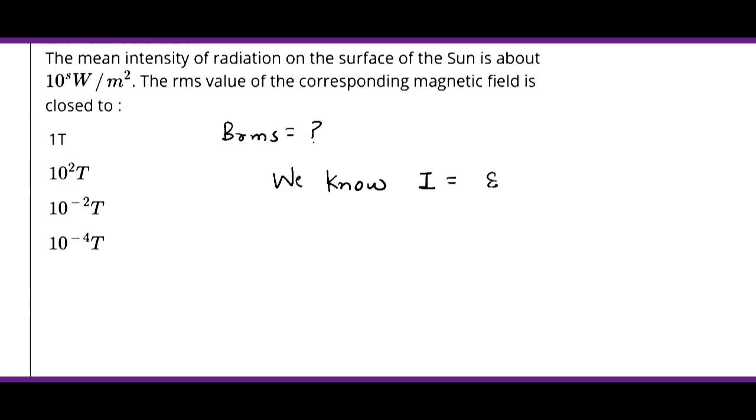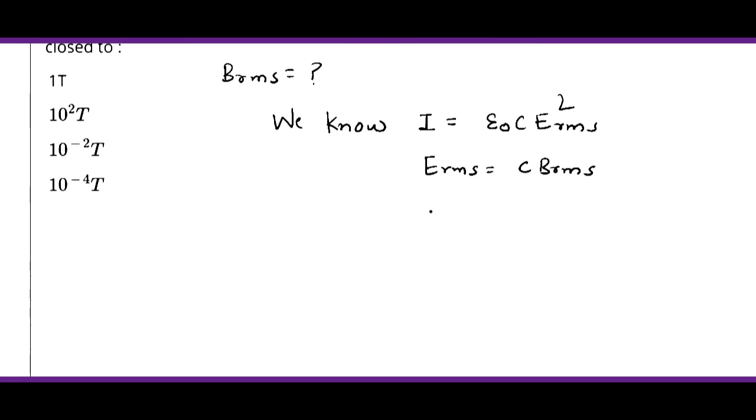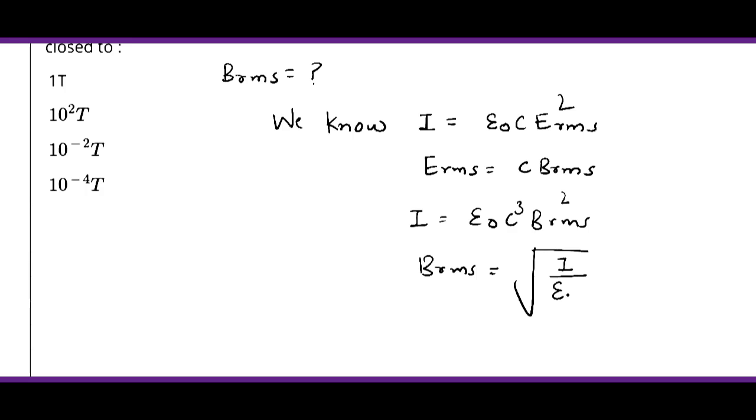Now we know intensity, that is I equals epsilon naught C into E RMS square. Now we also know value of E RMS equals C into B RMS. Now replace this value of E RMS with C B RMS. So we get I equals epsilon naught C, and here C square, it will become C cube B RMS square. So now on solving, B RMS will be equal to square root of I upon epsilon naught C cube.